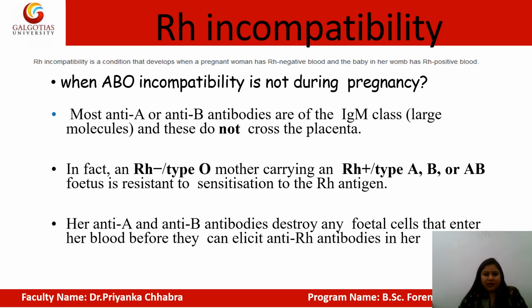Rh incompatibility. What is Rh incompatibility? It is a condition that develops when a pregnant woman has Rh negative blood and the baby in her womb has Rh positive blood. Most anti-A and anti-B antibodies are of the IgM class, so they do not cross the placenta. But in fact, an Rh negative and type O mother carrying an Rh positive type A, B or AB fetus is resistant to sensitization to the Rh antigen. Her anti-A and anti-B antibodies destroy any fetal cells that enter her blood before they can elicit anti-Rh antibody in her.